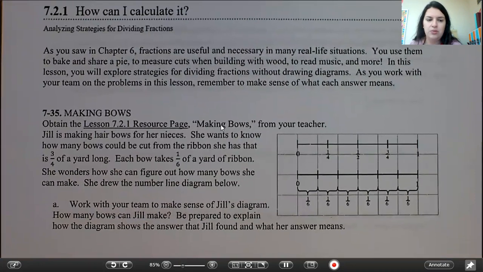7-35 says Making Bows. Obtain the 7.2.1 resource page Making Bows from your teacher. Jill is making hair bows for her nieces. She wants to know how many bows could be cut from the ribbon she has. The ribbon she has is 3/4 of a yard long. Each bow takes 1/6 of a yard of ribbon. She wonders how she can figure out how many bows she can make. She drew the line diagram below.